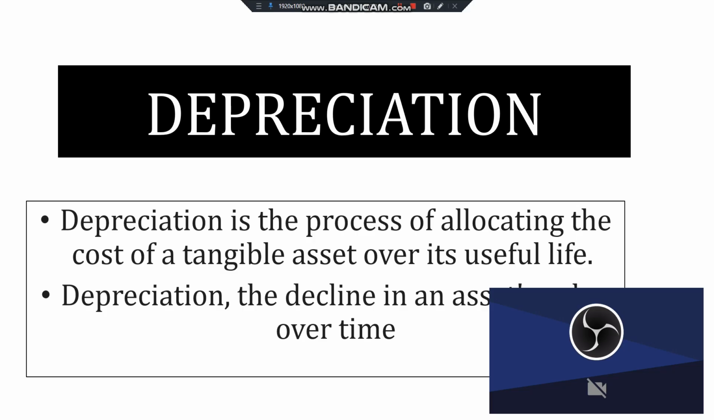So depreciation is the process of allocating the cost of a tangible asset over its useful life, and depreciation is the decline in an asset's value. Say for example, if the company has purchased an asset, the cost of the asset is 10,000 rupees, but after 3 years it will not be the same. The 10,000 will not remain the same because it has been used for 3 years, and in the fourth year there will definitely be some decline in the value of the asset, and that declined value should be brought into the accounts, the real account, to know the profit and loss of the company. So that is why we are bringing in depreciation.